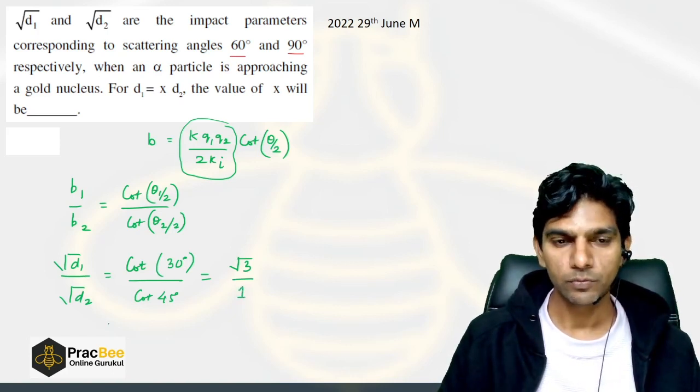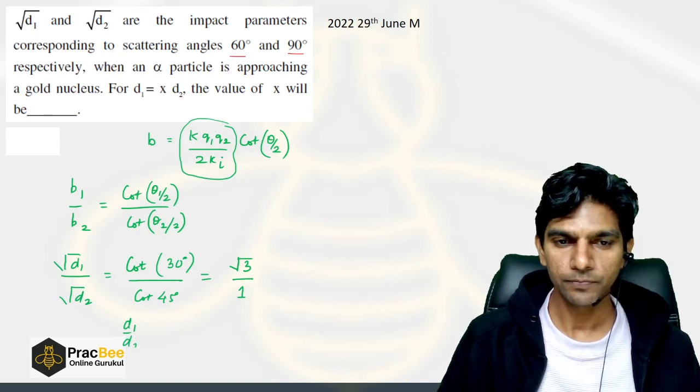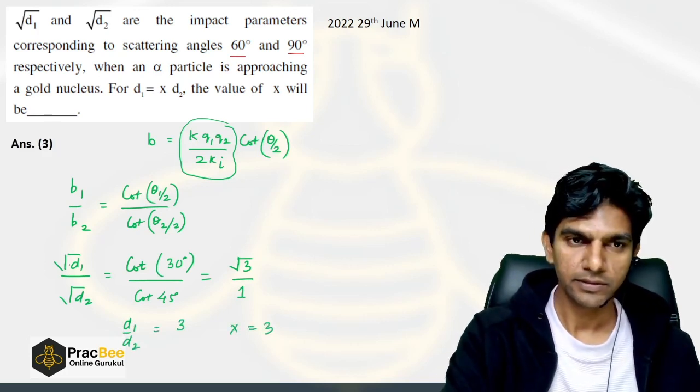Now let us square both sides. So d1 by d2 equals 3. So x comes out to be 3. So 3 is the answer.